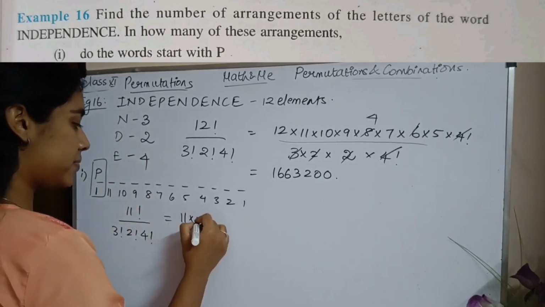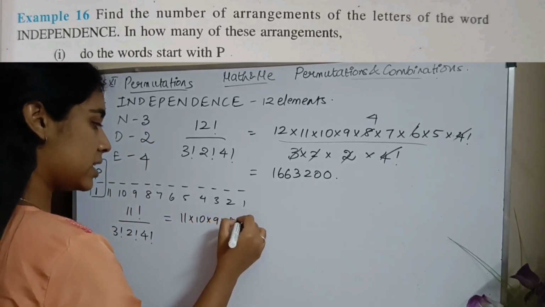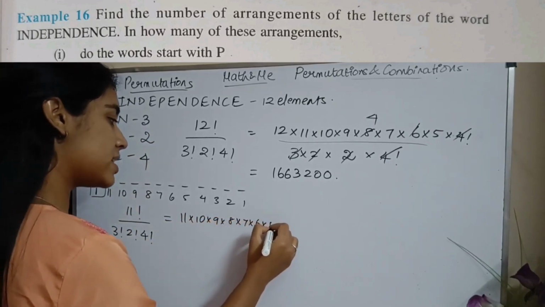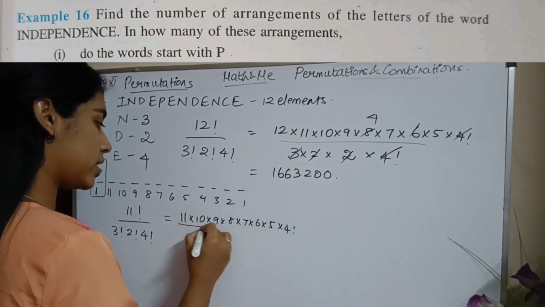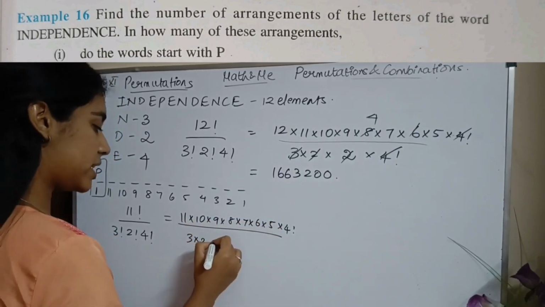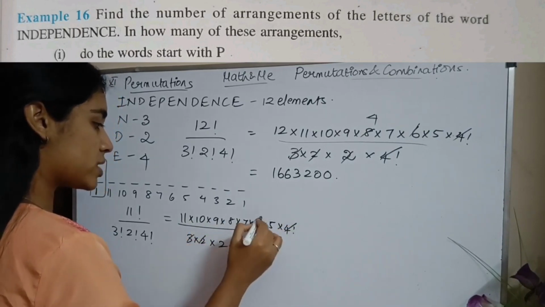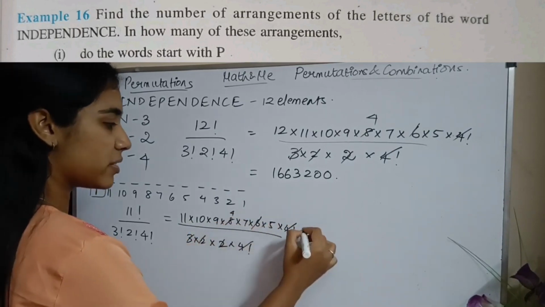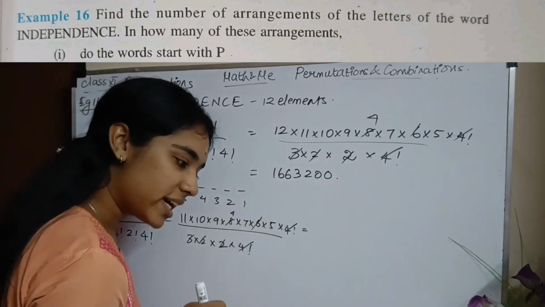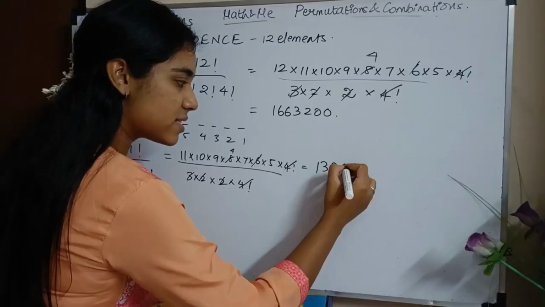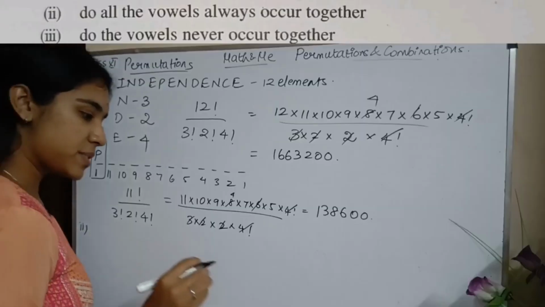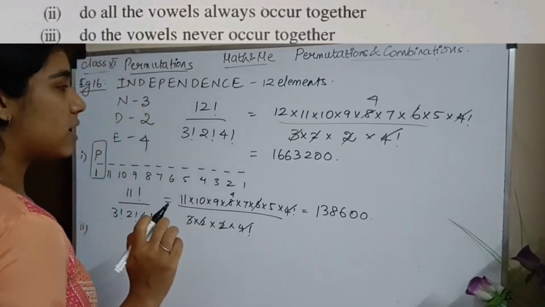So I have 11, 10, 9, 8, 7, 6, 5 times 4 factorial, divided by 3 factorial, which is 3 into 2 times 2 into 4 factorial. So this cancels. 3 2s are 6, 2 4s are 8. So my final result will be, I'll just copy the answer, 138600. Second subsection: do all the vowels occur together?